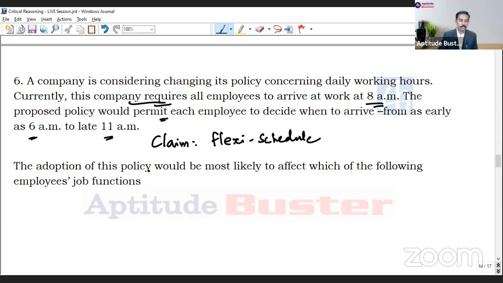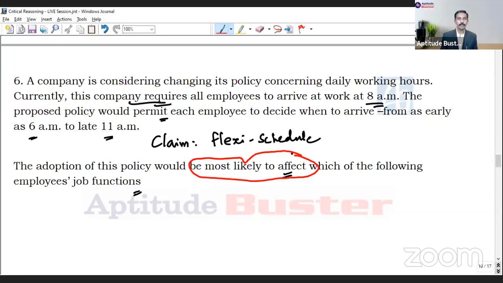The adoption of this policy will be most likely to affect which of the employee job functions. So the question almost summarizes the claim presented in the argument. The adoption of this policy, which policy? The policy of allowing the employees to report anytime between 6 and 11. The adoption of this policy would be most likely to affect which of the functions. So the key word is this.